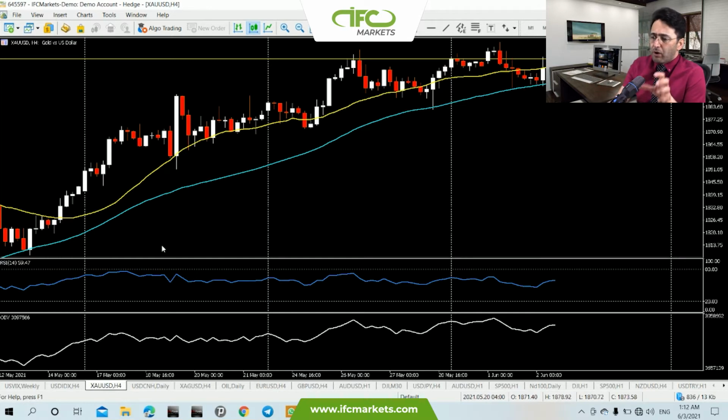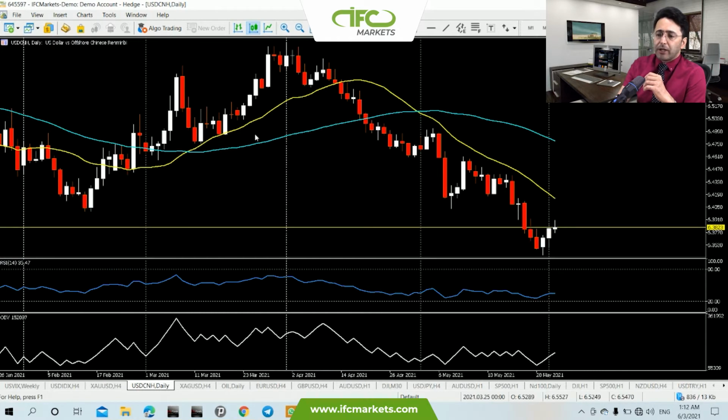And for example, if your asset moves in an uptrend and your RSI is above 55, it means that your current trend has enough power to continue its way. And when you are in a downtrend and your RSI is lower than 45, it means that your trend has enough power in a downtrend to continue its way.